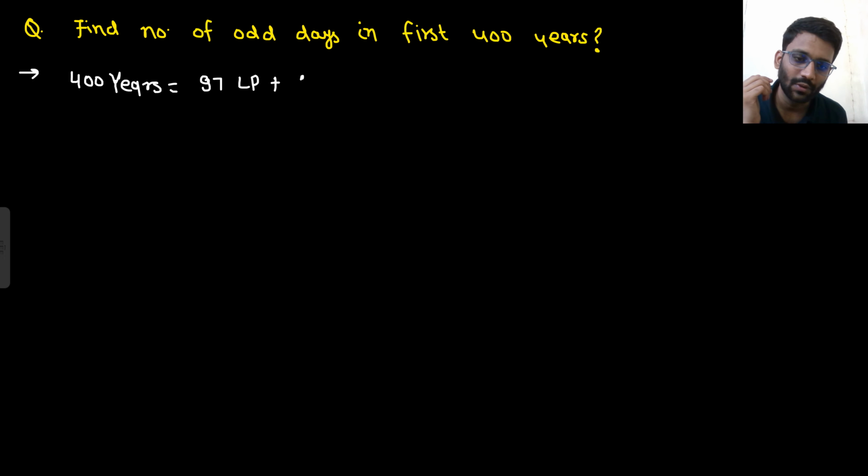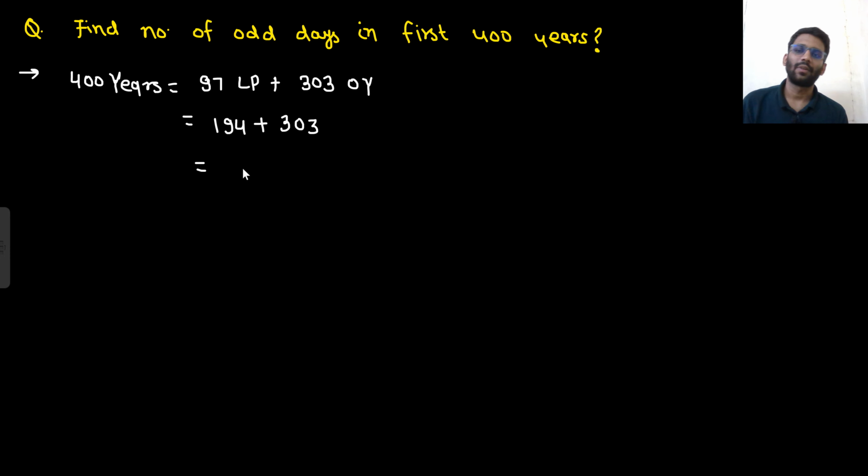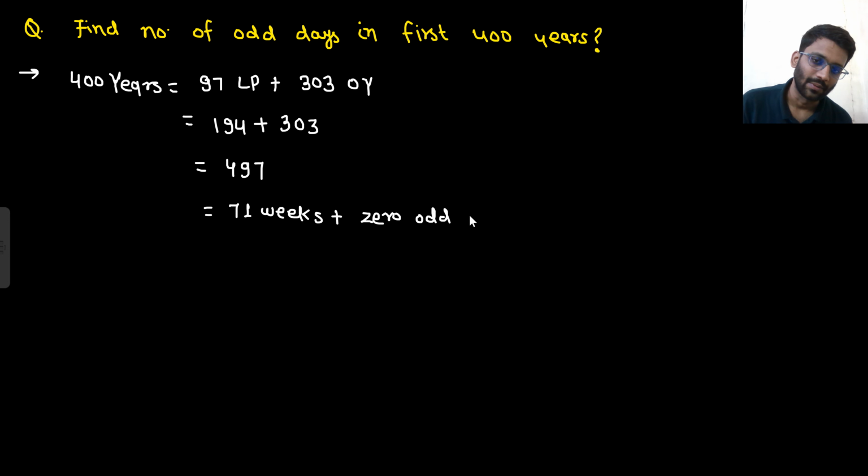97 leap years plus 303 ordinary years. 97 into 2, 194 odd days, plus 303 odd days. 194 plus 303, that would be 497. 497 means 71 weeks plus 0 odd days. Basically, you are having 0 odd days.